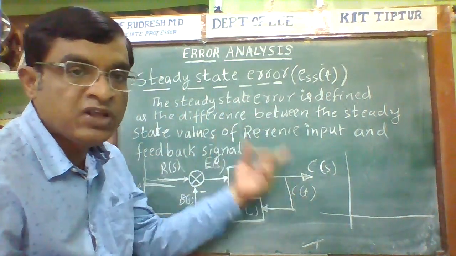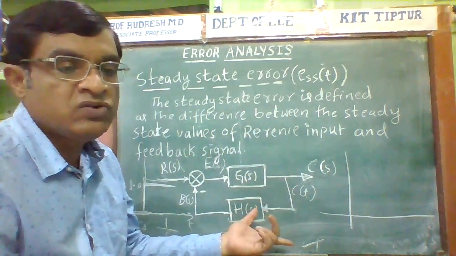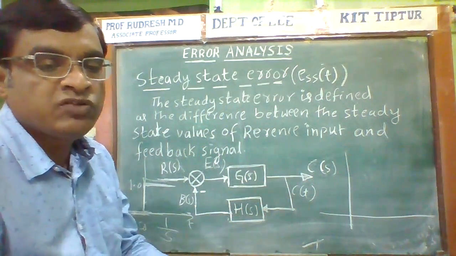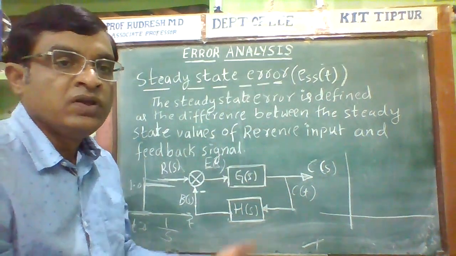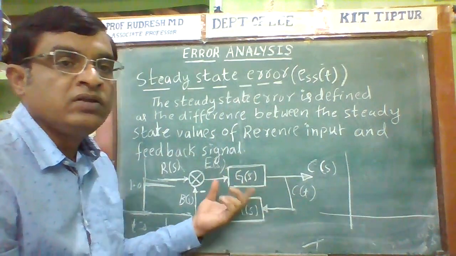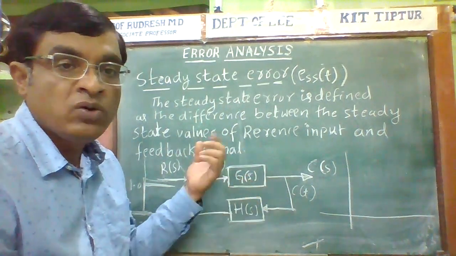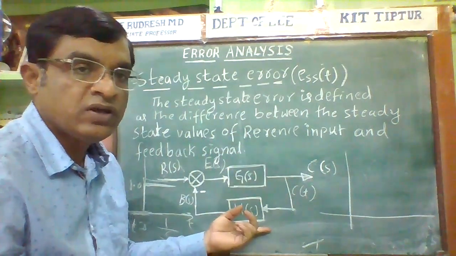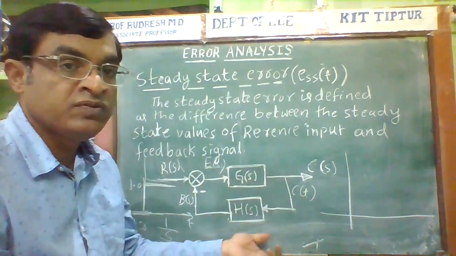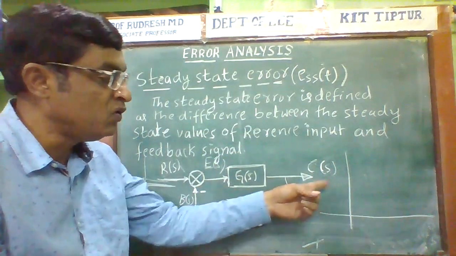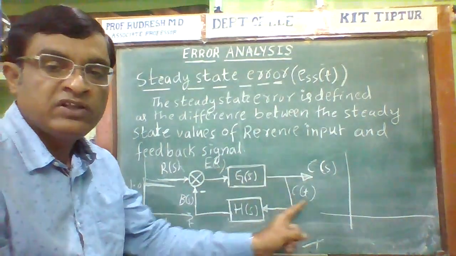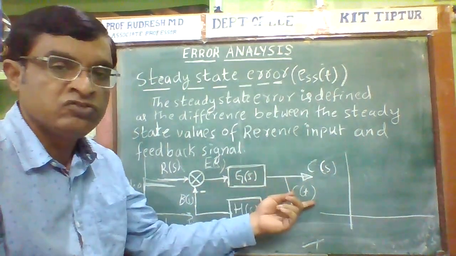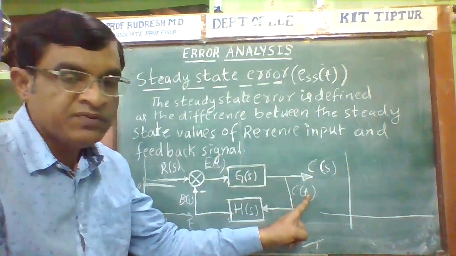The time response of a control system is the output of the closed loop system. The time response of a control system is the output of the closed loop system as a function of time. C of t is the output of the closed loop system, and it is a function of time.